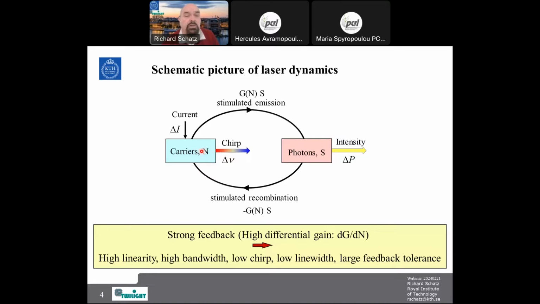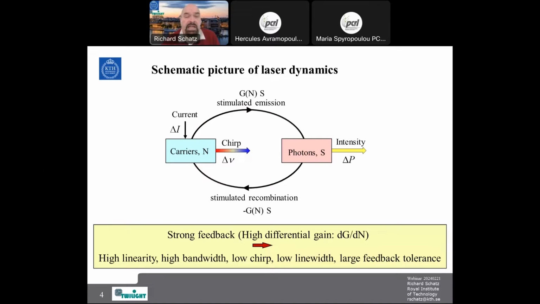But when you start to do it rapidly, this feedback loop stops working well, and then you get chirp. And apart from chirp, you also get distortion. This linear behavior doesn't work as well. So by having a large feedback gain in this loop, you can make this loop work at higher bandwidths.